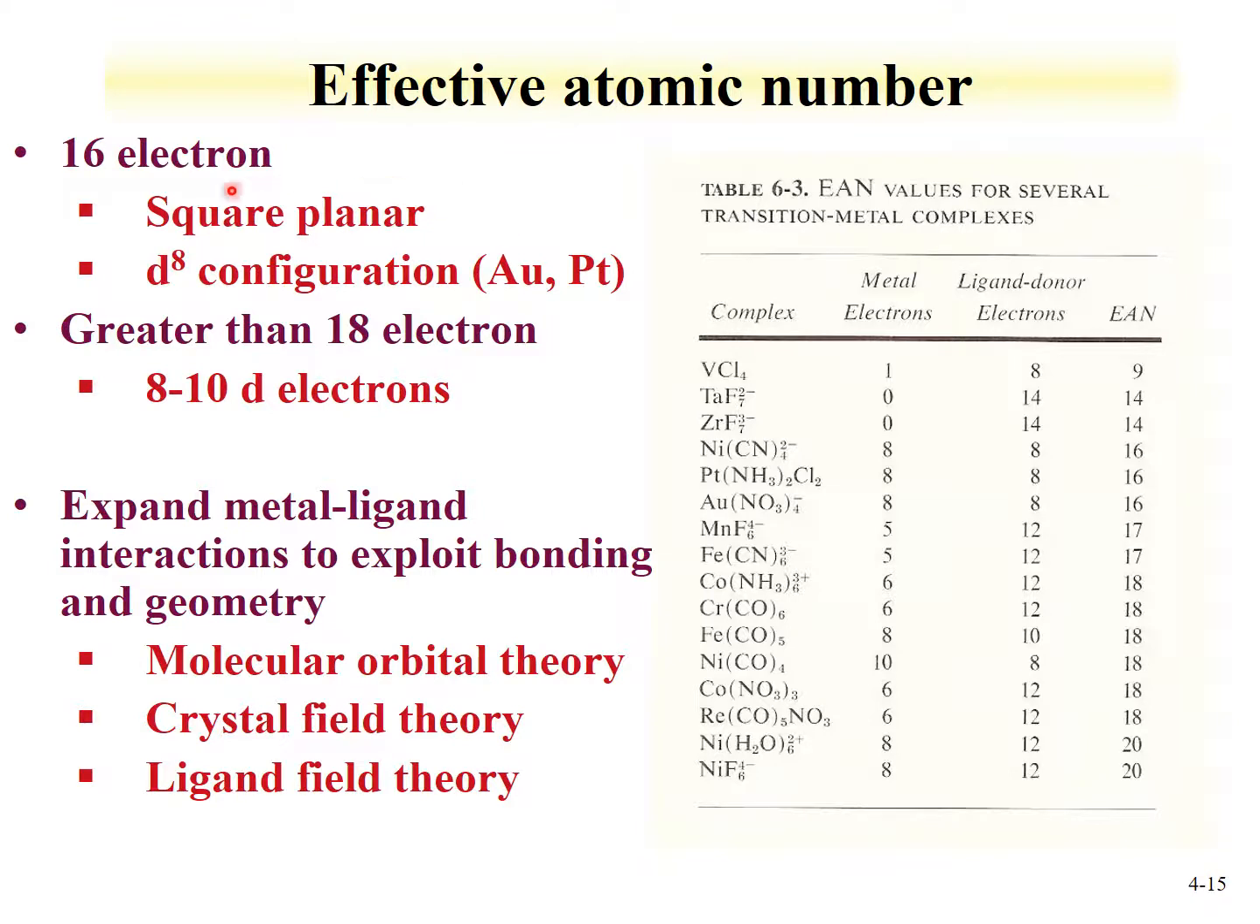Some certain geometries, such as square planar with 8 d electrons, have a 16 electron effective atomic number. And as shown in this table here, certain complexes, such as these nickel complexes, can have effective atomic numbers greater than 18. We can expand our models to describe metal-ligand interactions through some enhanced theories, and these theories we're going to discuss in the upcoming pages.